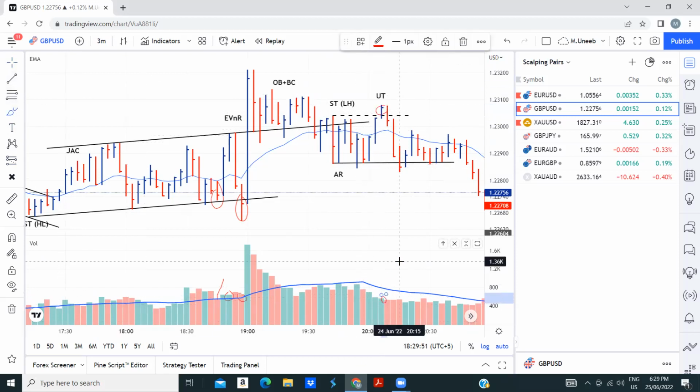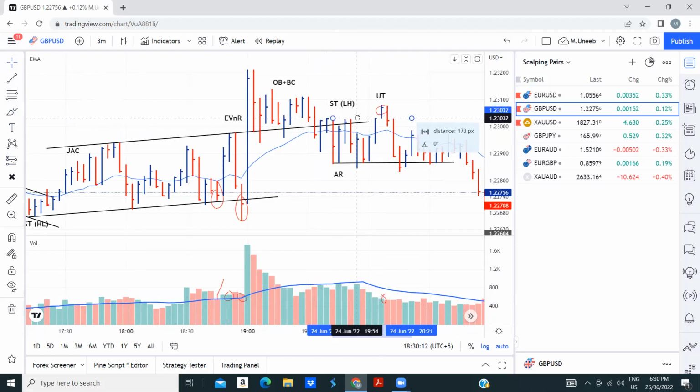ST and AR share the same line, is it? Sorry? ST and AR. Yes, they are on the same line, the same bar. Because this was the actual highest high here. Got it? Even if you draw here, it's okay. You can also draw from here. It doesn't really matter. If you draw from here, it's also all right.